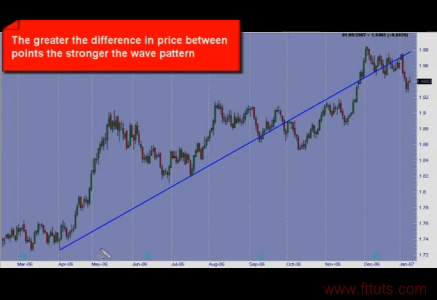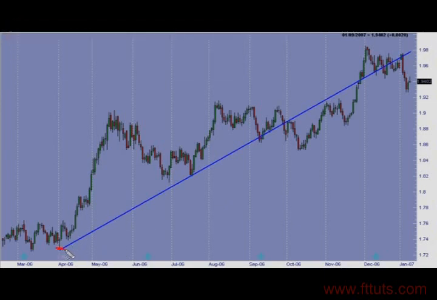For example, how far is price from the first point, point A, to the second point, point B? Is it quite a distance in price, as this is? Then we know we have a stronger wave. Or if not there, between point B and point C. That distance, again, establishes how strong the wave pattern is.